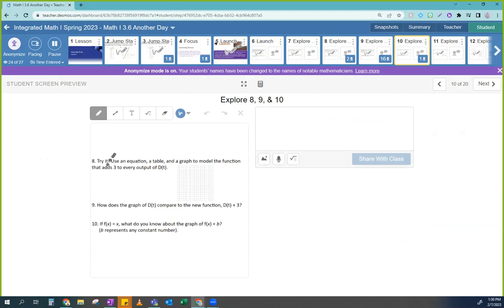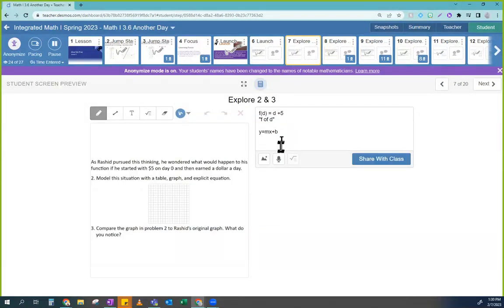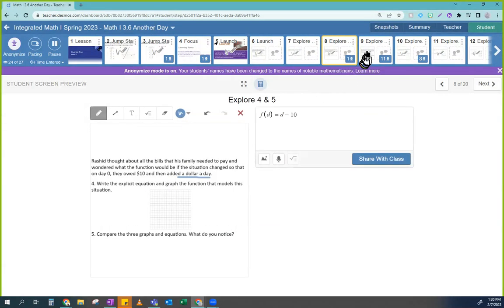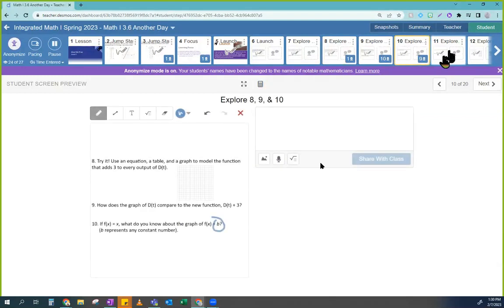All right, let's continue. It says try it. Use an equation, a table, a graph. Okay, we did that. If f of x equals x, what do you know about the graph of f of x plus b? This is where I'm going to pause you and have you go talk to your neighbors about what this plus b is actually doing to your equation. If you look back here, what happened when we added 5? What happened when we subtracted 10? What happened in all of those cases? Your job is to go back and ask your group. I'm looking for really strong answers as you come back, to tell me what you all thought about what happens when we add b.